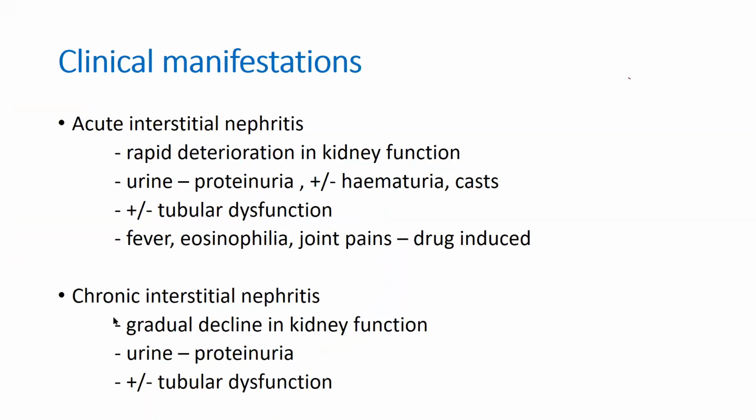And then there are conditions where this happens over a period of time. If that is the case, you call it chronic interstitial nephritis, where your kidney function decline will be gradual compared to acute interstitial nephritis. When you do a urine sample, you'll have some proteinuria there. And sometimes, depending on where in the interstitium is affected, you will have tubular damage and tubular dysfunction as well.